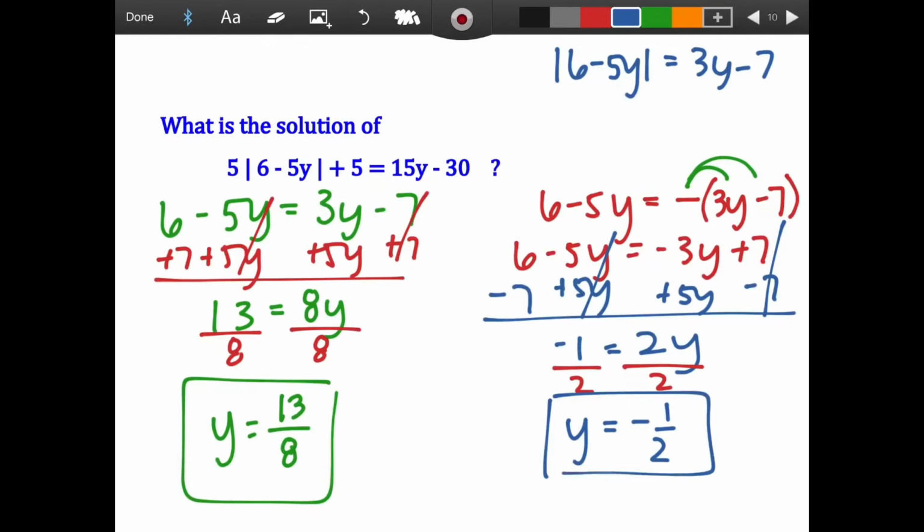So take a second, you can pause this video and plug in and check. When you plug both of these y values back into the original equation, you will find that neither of them work, which means we have no solution, so both of these are extraneous. Both solutions are extraneous, which means that we have no solution that works for this absolute value equation.